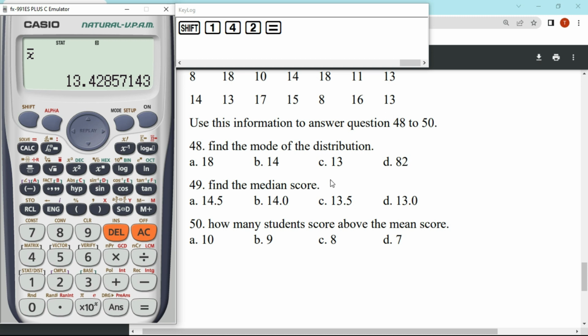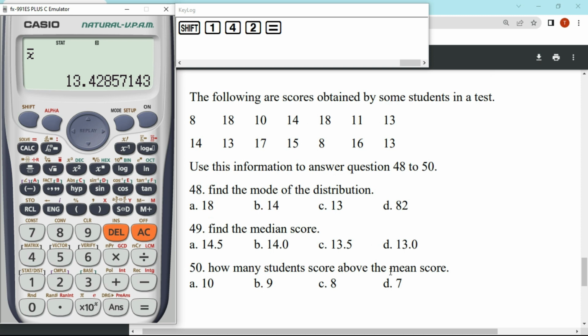So you are going to calculate for 14 and above, those who have scored 14 and above. You have 18 here, which is above. We have 14, which is above. 18 is above, and 14 is above. We have 17 above, 15 above, and 16 above. So now let's count: 1, 2, 3, 4, 5, 6, 7. So you have 7 students that score above the mean mark, which is 7. So our answer is D.